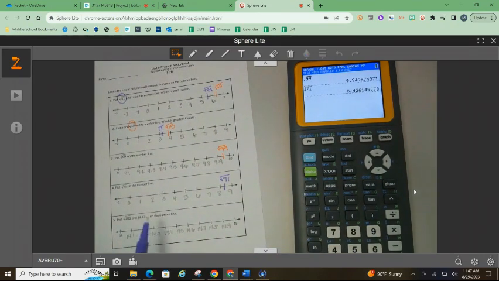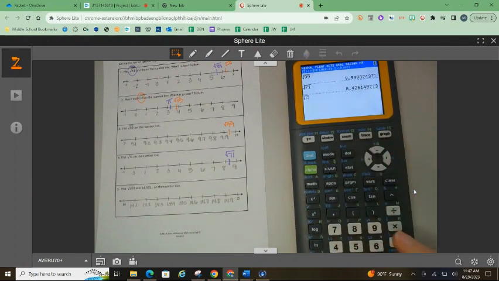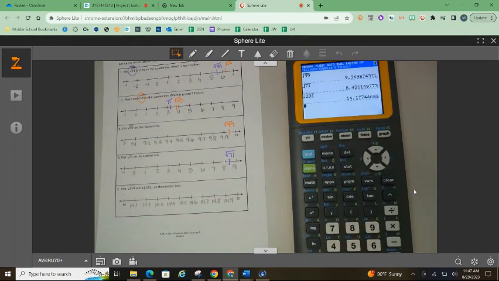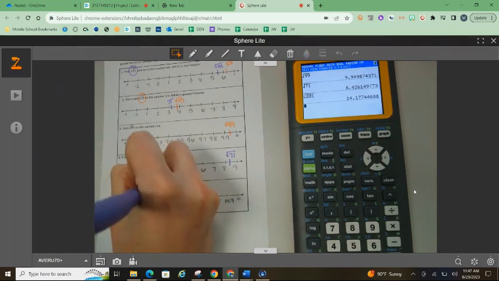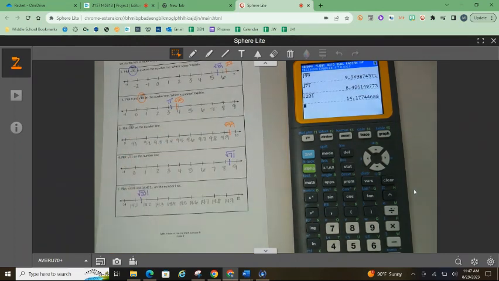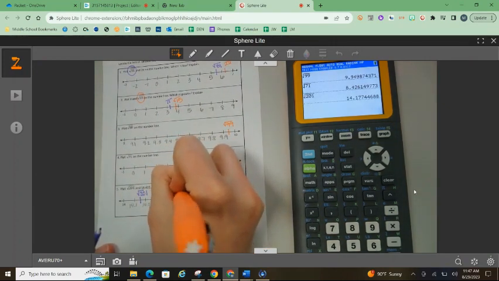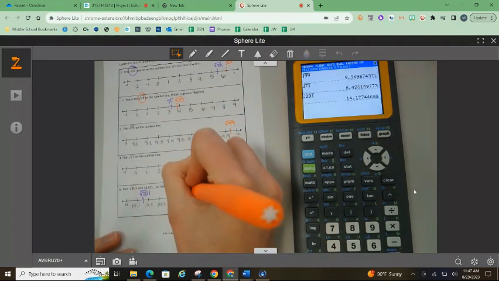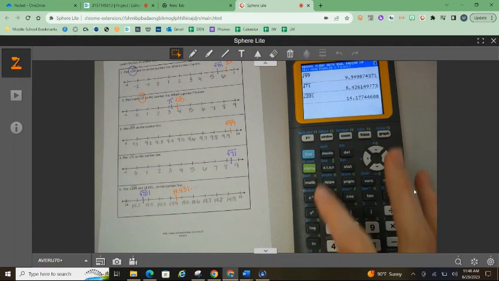And lastly, we need to plot the square root of 201 and 14.31. So second x squared, 201. And that is 14.17. So that's going to be over here between 14.1 and 14.2. And then 14.31 will be over here between 14.3 and 14.4. Okay. Remember, to do your square roots, you hit second, which is the blue button, and then x squared.